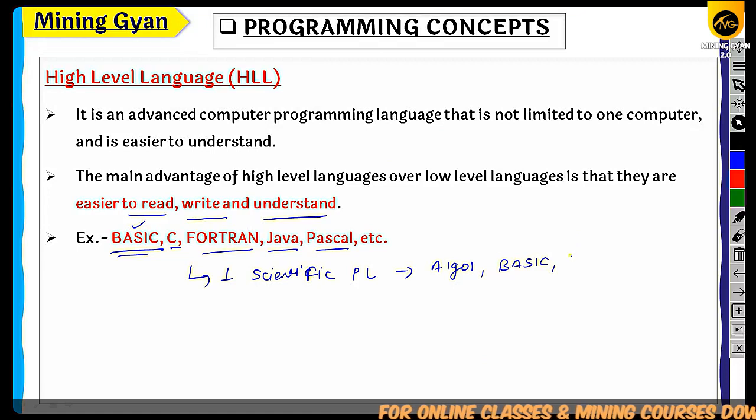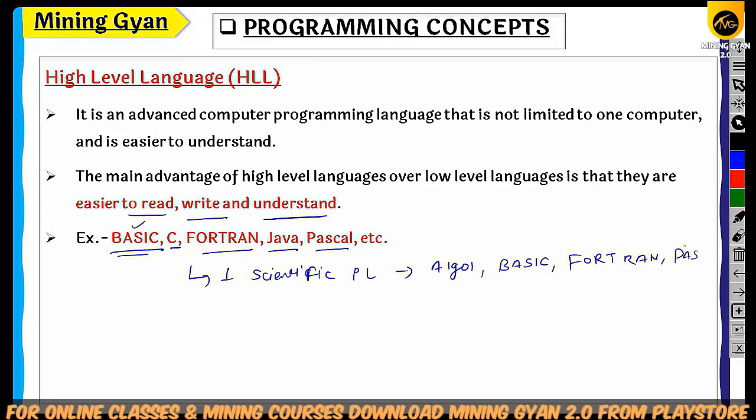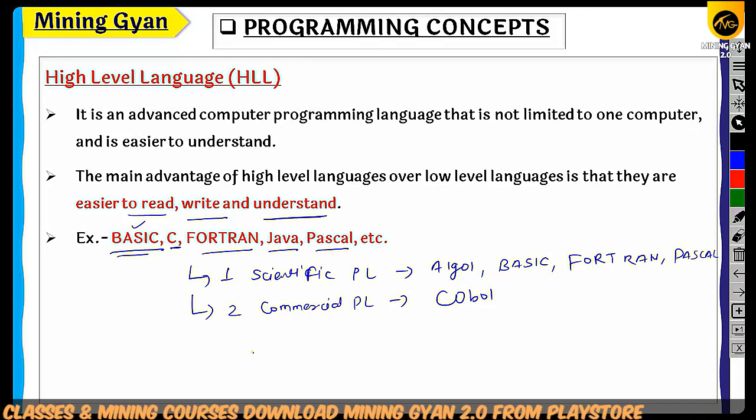The next one is Fortran. This is also a scientific kind of programming language. Pascal is also used for scientific research, so Pascal also belongs to the scientific programming languages. The second type is commercial programming languages. COBOL is a high level programming language which is basically used in commercial programming.